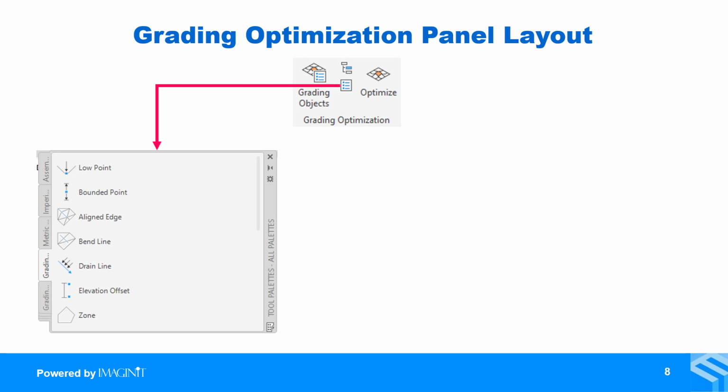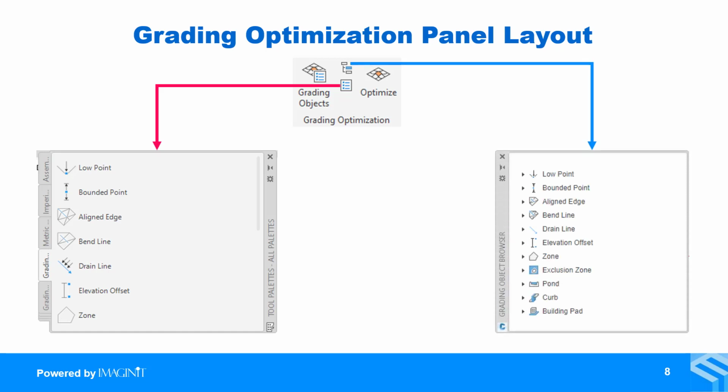Points are assigned to COGO points. Lines are assigned to polylines. I select the object that I want, click this, and click the appropriate object in here, and then assign the definition to it in the next panel. Once I have assigned a definition, I will see all of those objects in an object hierarchy under this new panel called the Grading Object Browser.